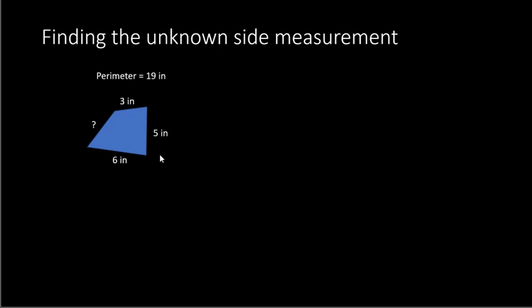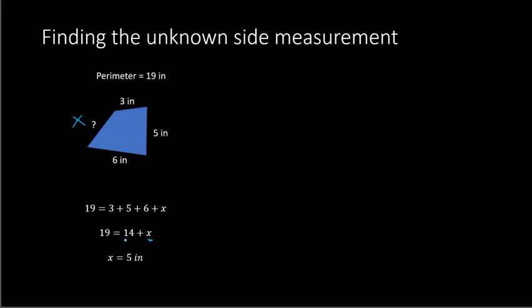So to do this, we can think through this as an equation where we realize that if we add 3 plus 5 plus 6 plus this unknown side that we'll call x, that total will equal 19. So we have a little equation. 19, the perimeter, equals 3 plus 5 plus 6 plus this unknown measurement. Well, what is 3 plus 5 plus 6? That's going to be 14. So 19, the perimeter, equals 14 plus something. So 14 plus what gives you 19? That's going to be 5, right? 14 plus 5 is 19.